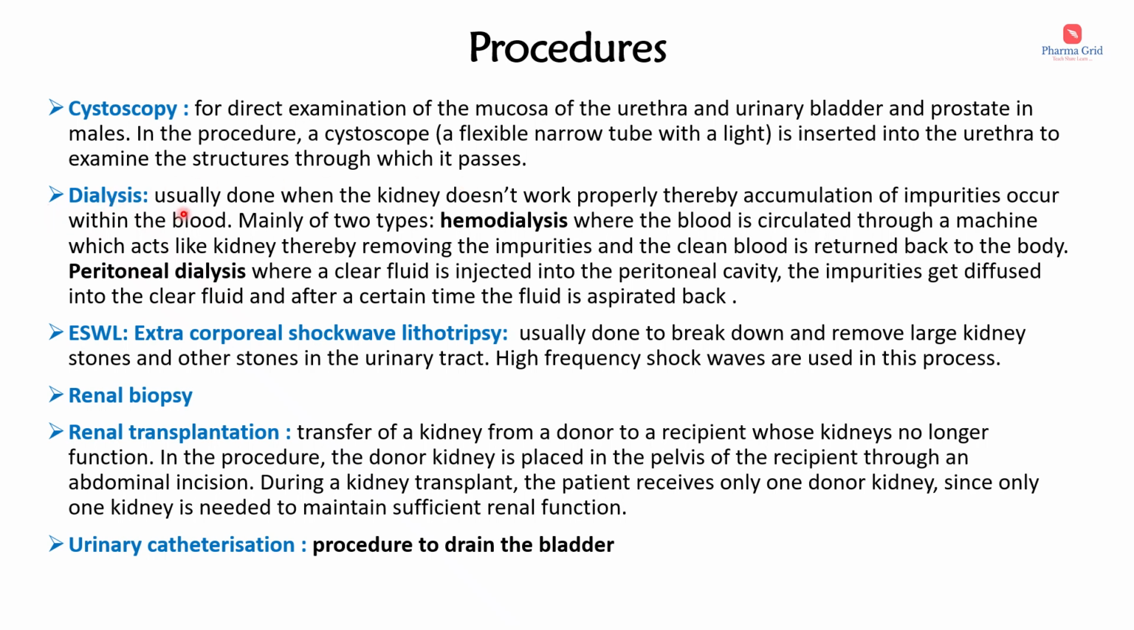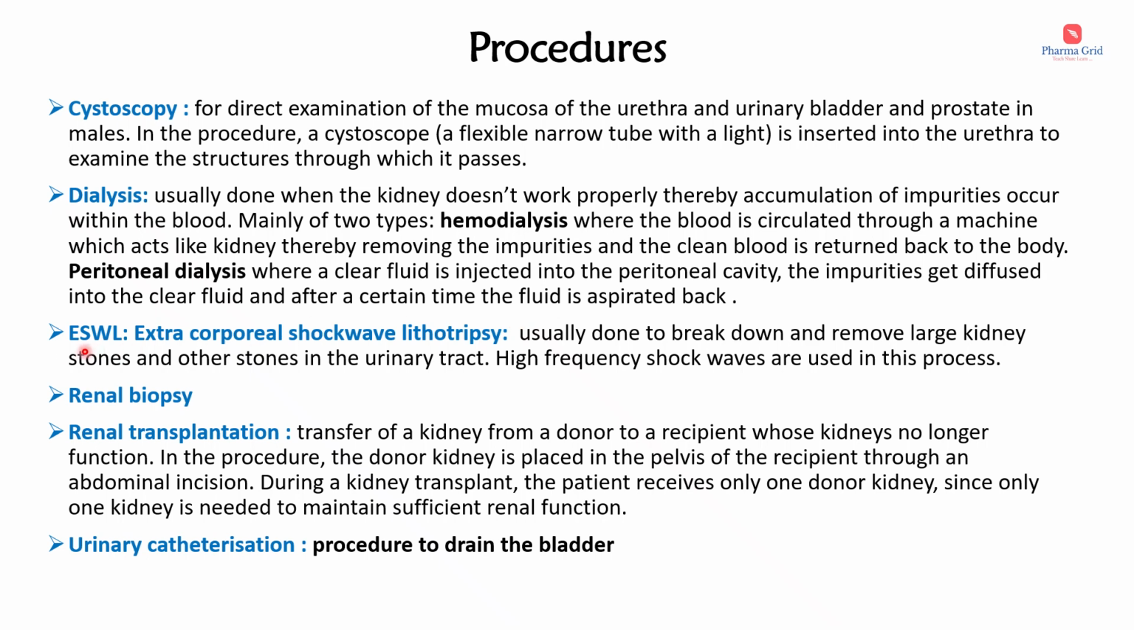Then dialysis. Dialysis is a treatment method usually done when the kidney doesn't work properly, thereby causing accumulation of impurities within the blood. It is mainly of two types, that is hemodialysis and peritoneal dialysis. In hemodialysis, the blood is circulated through a machine which acts like a kidney, removing the impurities, and then the clean blood is returned back to the body. In peritoneal dialysis, a clear fluid is injected into the peritoneal cavity. The impurities diffuse into the clear fluid and after a certain time the fluid is aspirated back. So this is the difference between hemodialysis and peritoneal dialysis.